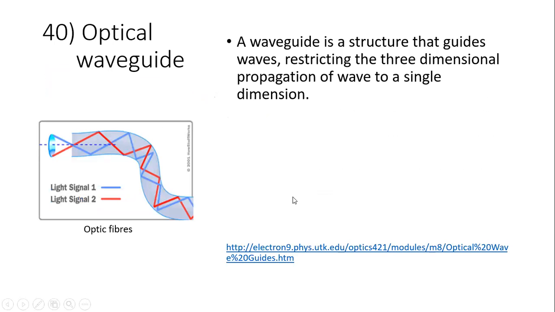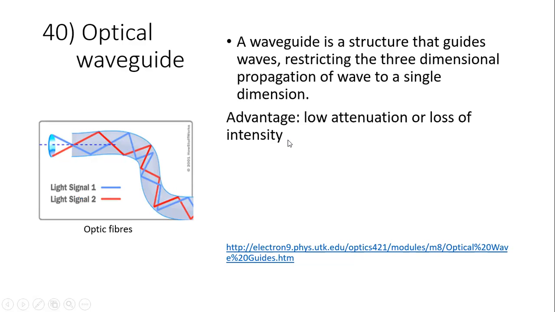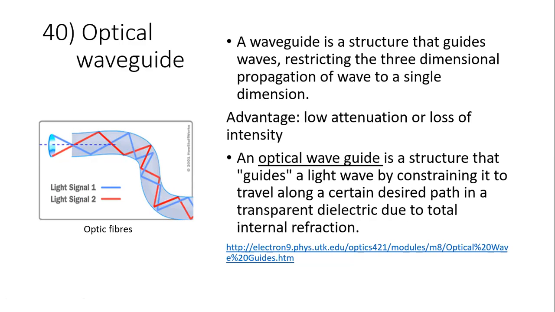Okay, so we are more interested in optical waveguide. It's a structure that guide wave, restricting the 3-dimensional propagation of wave to a single dimension. Advantage, low attenuation or loss of intensity. So optical waveguide is a structure that guides the light wave by constraining it to travel along certain desired path in a transparent dielectric due to total internal reflection. That one summarized for you in the picture there. It's 1 dimension and it transmits the light signal or light information by total internal reflection.